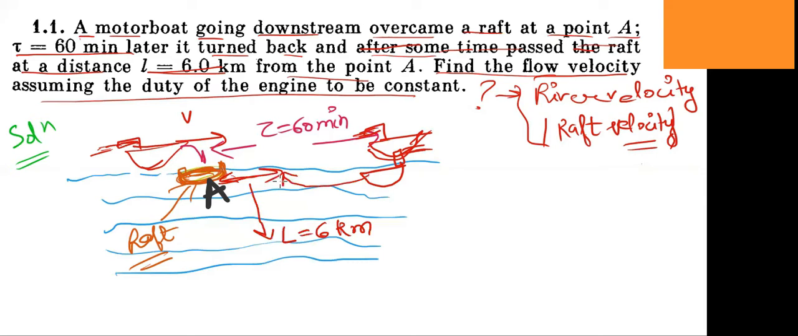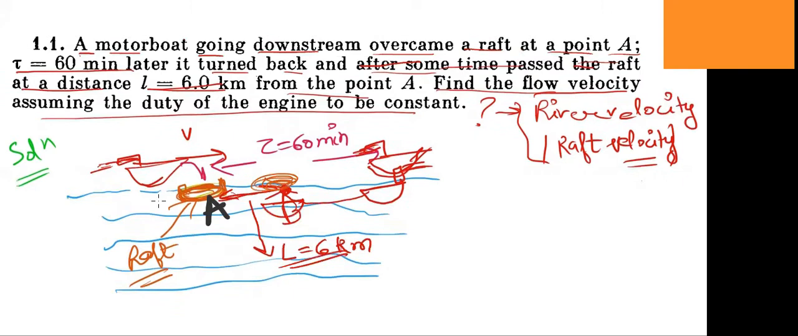The boat after moving met the raft at this point, point B. This was the meeting point. So the total distance is 6 km. This is the boat's meeting point with the raft. I have drawn it here, so this is basically the problem.